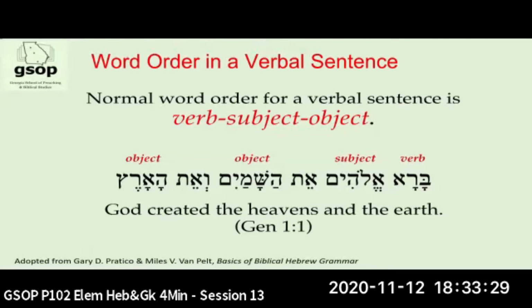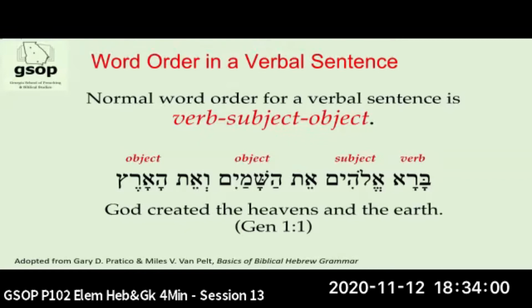So we see an example here. God created the heavens and the earth. That's our English. God is the subject, created is the verb, and the object is a double object: the heavens and the earth. In Hebrew, bara is the verb. It's the first word in the sentence. Bara Elohim. Et is the third word in the sentence. It is a descriptive marker, and it does not have pronunciation or translation. It is a descriptive marker to mark the object.